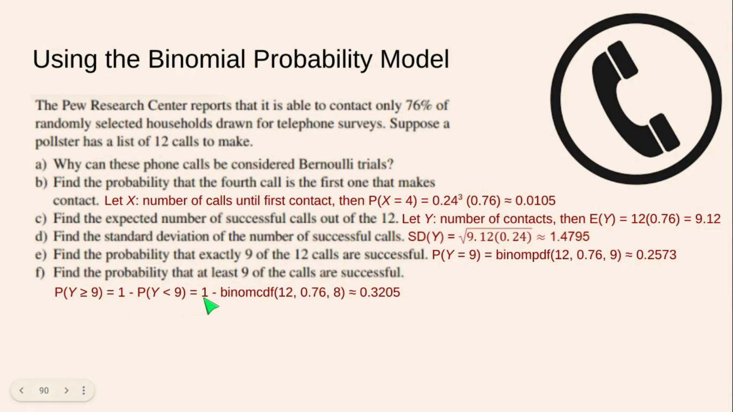And that would be 1 minus binom CDF. I have 12 trials, 76% chance of success, and I want to find the odds of 0 successes, or 1, or 2, or 3, or 4, or 5, or 6, or 7, or 8. I want to add all those probabilities together, and we can handle this in one fell swoop, and it's about 32% chance.